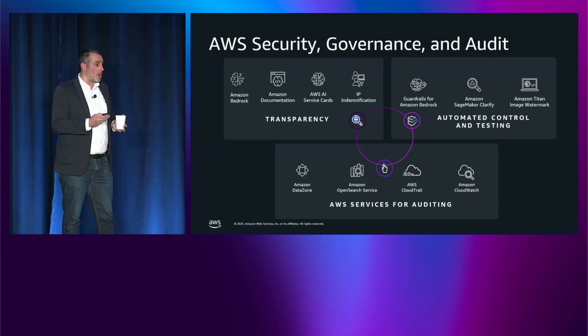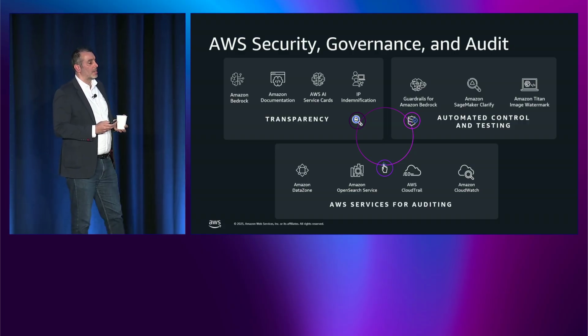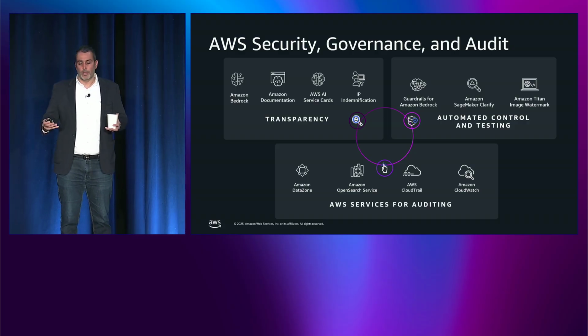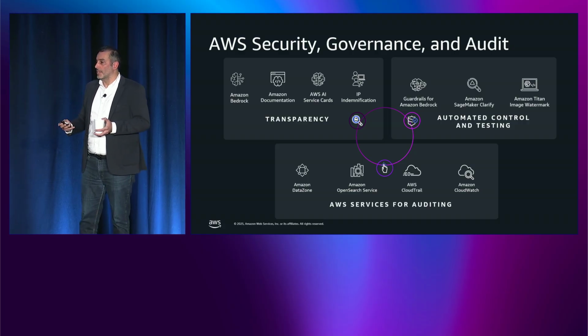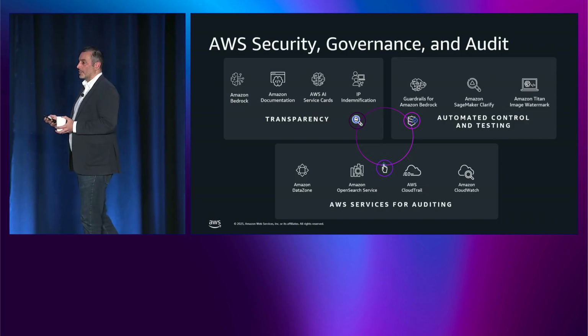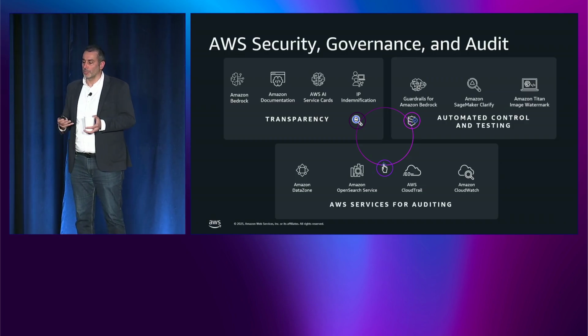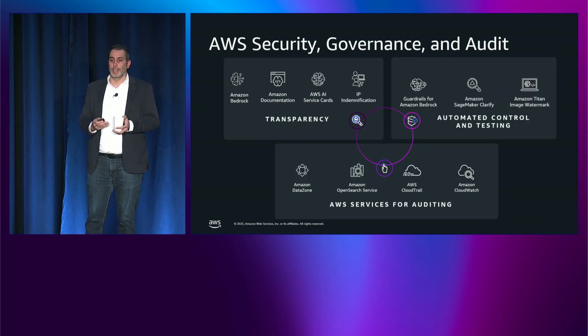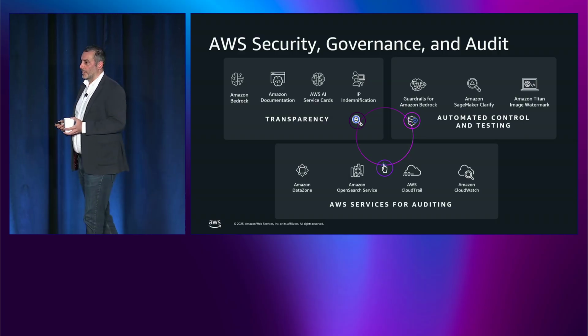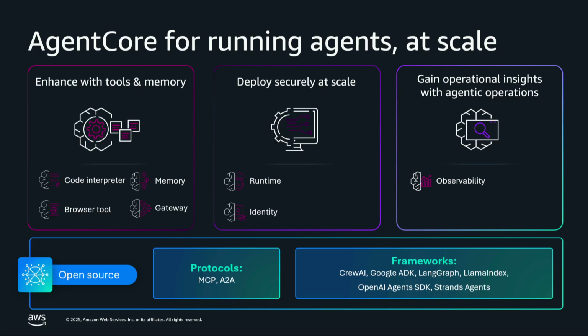Lastly, when it comes to audit, data lineage, observing what's happening across the agent runs, this is where I'll talk about Agent Core observability, but also our services such as CloudTrail and CloudWatch have been there in order to support that. Now, I talked about Agent Core. I want to double click on it slightly more.